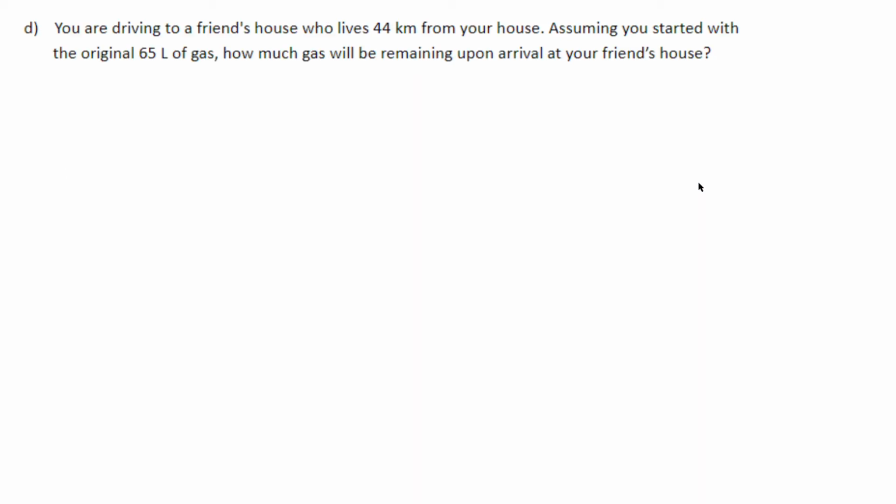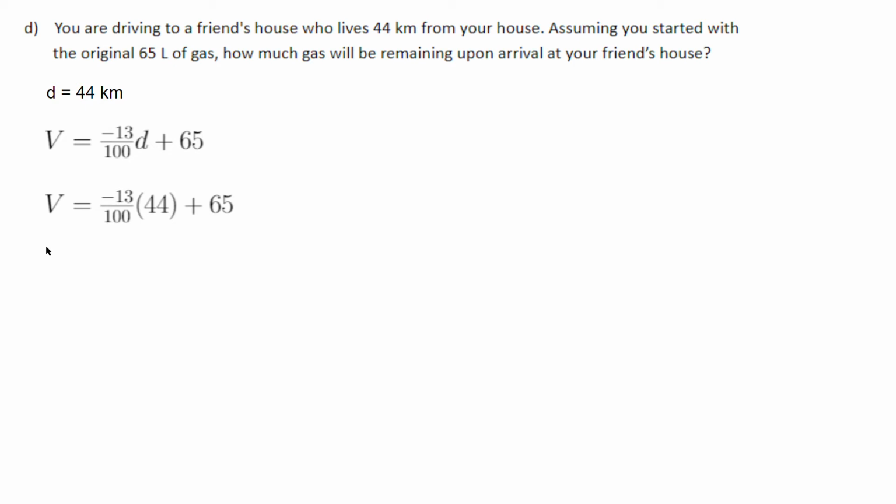You're driving to a friend's house who lives 44 kilometers from your house. Assuming you started with the original 65 liters of gas, how much gas will be remaining upon arrival at your friend's house? So, we let the distance be 44 kilometers because that's how far we're going to drive. And then we use our equation that we found for however much gasoline remains in the fuel tank. So we substitute our 44 kilometers into the equation. And then once we solve this equation, it should give us the amount of fuel that remains in the tank.